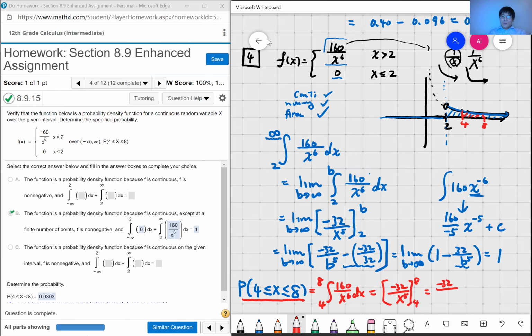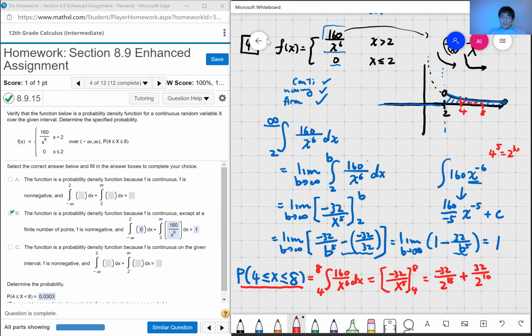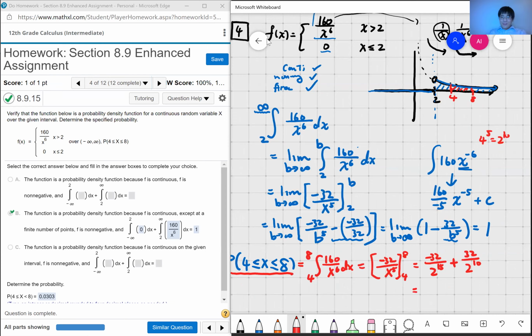Eight is equal to 2 to the power of 3, so it's going to be 2 to the power of 15 here. Minus, or it's going to become plus 32 over 4 to the power of 5. And what is 4 to the power of 5? It is the same thing as 2 to the power of 10. Now, this is minus 2 to the power of 5 over 2 to the power of 15. And this is 2 to the power of 5 over 2 to the power of 10.